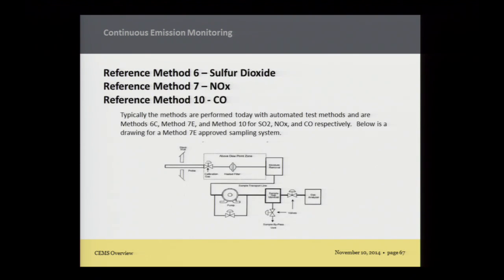So reference method 6, sulfur dioxide, 7 is NOx, and 10 is CO. So I put these all together because they tend to point back to reference method 6. So typically the methods are performed today with automated test methods, which are methods 6C, 7E, and 10. Below is a drawing for a method 7E approved sampling system. So this is going to look a lot like your CEMS system. It's just going to be in a stack tester's trailer.